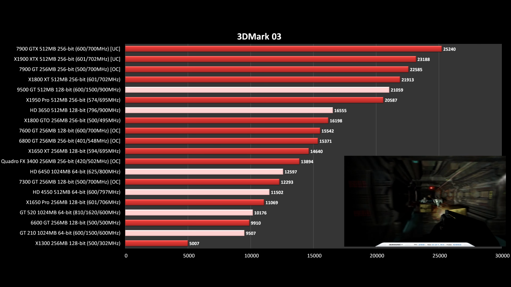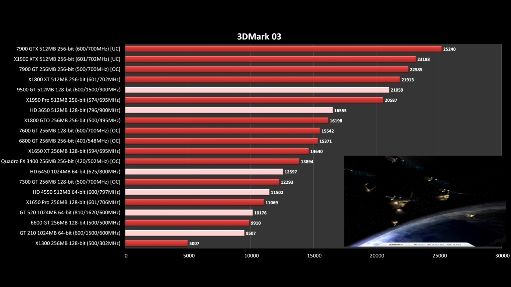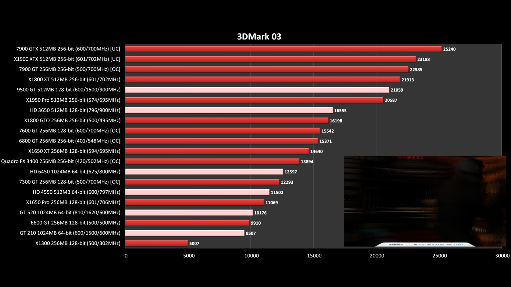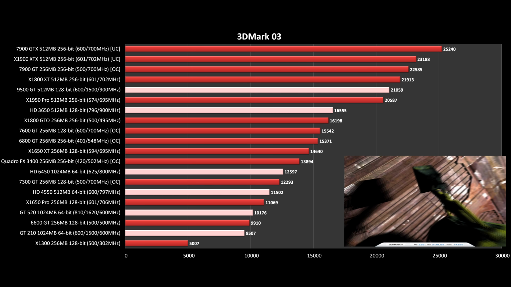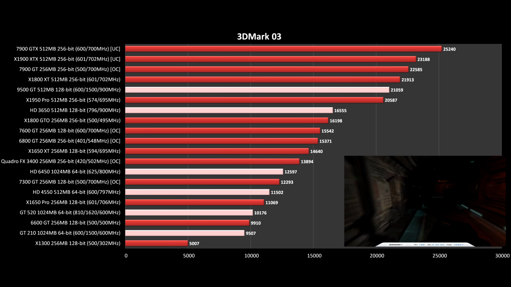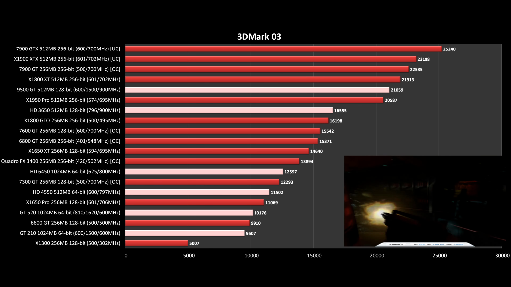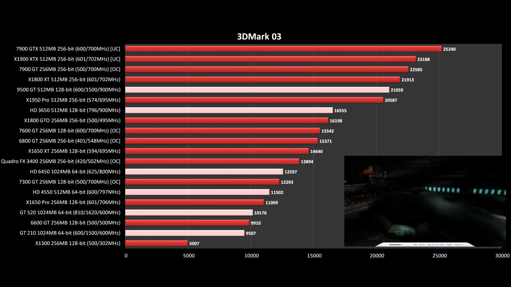GT 520 is 7% faster than GT 210 in this test, showcasing Fermi's higher shader performance versus older Tesla architecture. Radeon HD 4550 is faster than X1650 Pro, but isn't quite at overclocked 7300 GT level. Should be on par with stock one though.